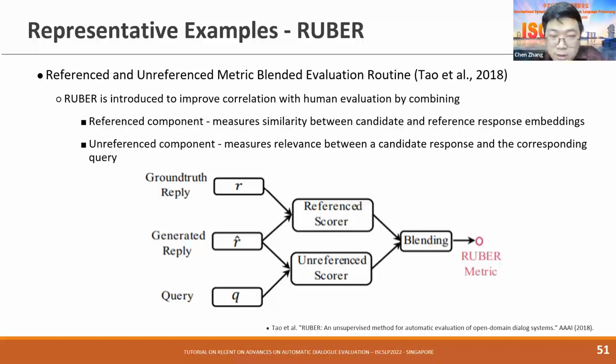It just measures the adequacy of the generator response. So it's kind of similar to what Luis mentioned previously. And the additional component is just the unreferenced part, whereby the authors trained a neural network to model the relevance of the generated response and the query response. By query, we mean the query utterance, which is the previous utterance before the current response.